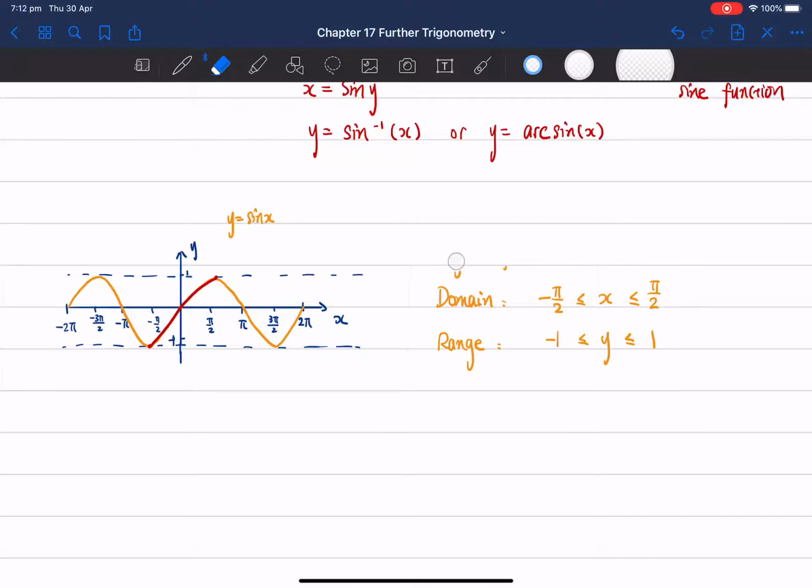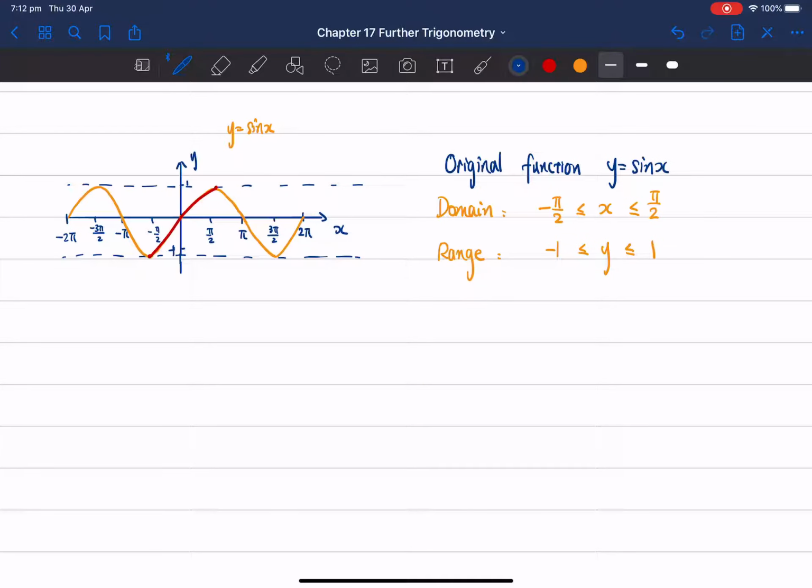Maybe I'll just use a different color, just easier for everyone to see. Original function, y equals sine x. All right, so that's better. Now, that means once we restrict the domain, now we can find the inverse function, all right? And then we are going to have the inverse function, and it's called the inverse sine x. And also, you know that the domain of the original function becomes the range of the inverse function, okay?